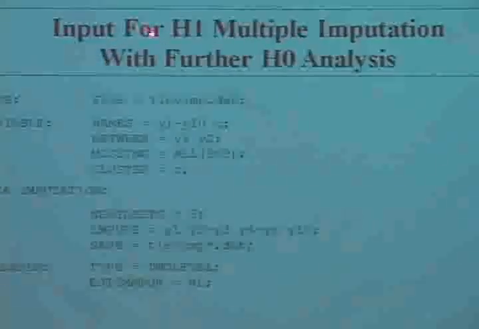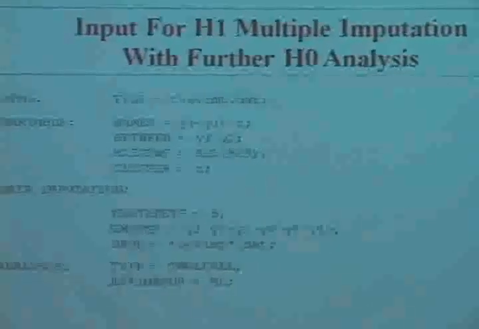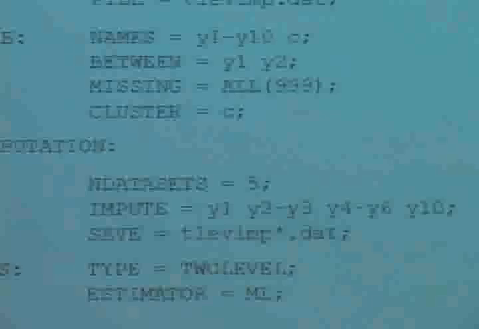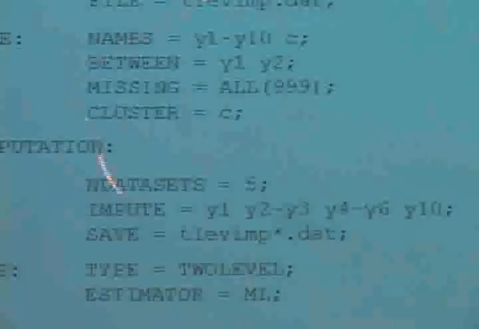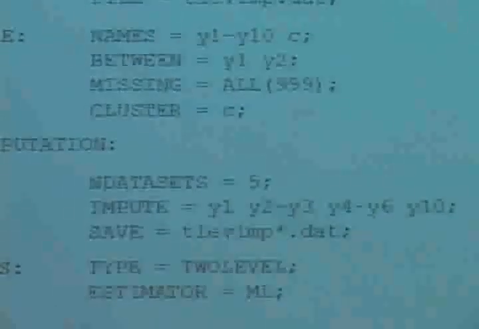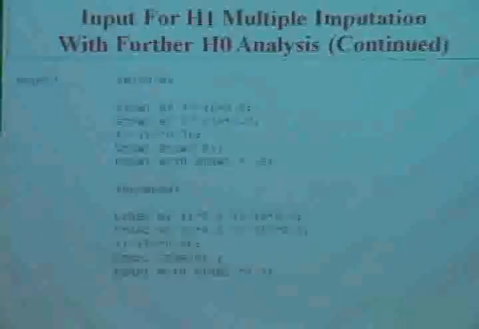Okay, so we impute for H1, multiple imputation with further H0 analysis. So we impute for these variables, save them there, and then we say we want two-level analysis and estimator equals ML. So what Mplus is going to do here is to do two-level H1 imputation and then estimate by maximum likelihood. And here is a model, a two-level H0 model, which is estimated by maximum likelihood.